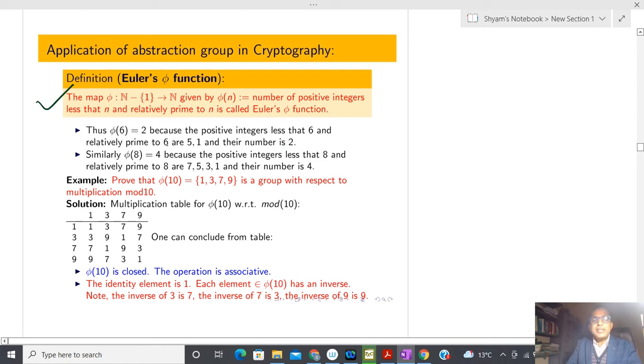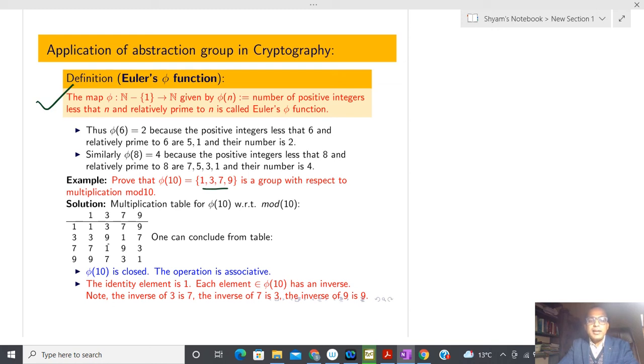Now you can see that phi of 8 is 4. It is possible to show that phi of 10 is 4, and the elements are 1, 3, 7, 9, which are relatively prime to 10. Now it is possible to show that if you operate on these elements with respect to mod 10, then this kind of table comes into picture. If you look through this table, all the properties, associativity, identity and inverse, are satisfied. So this is one way to construct a function based on prime numbers.